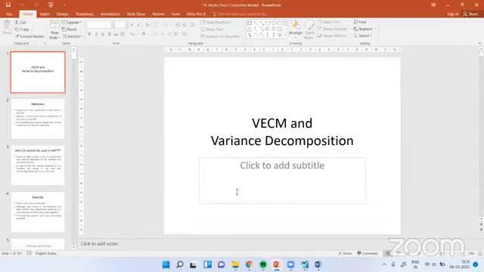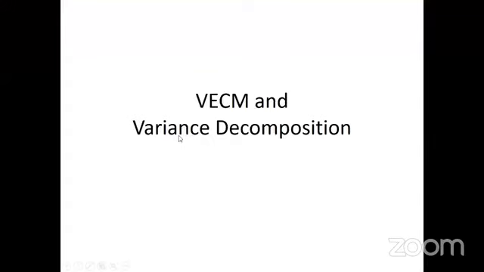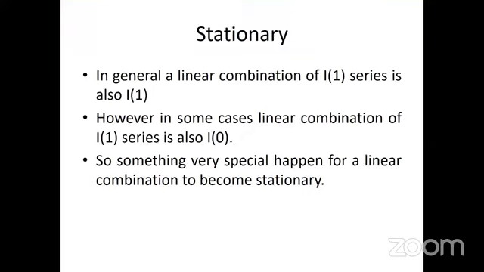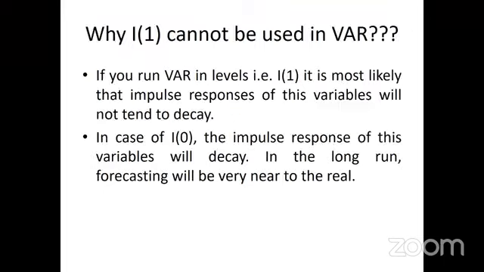Now VECM is normally used. We have understood that VECM is normally used when you are getting a co-integration equation and when you have to specify how many co-integration equations are there. In general, a linear combination of I1 series is also I1. However, in some cases, a linear combination of I1 series is I0. So something very special happened for a linear combination to become stationary. Why can I1 not be used in VAR? If you run VAR in levels, that is I1, it is most likely that the impulse response of this variable will not tend to decay.